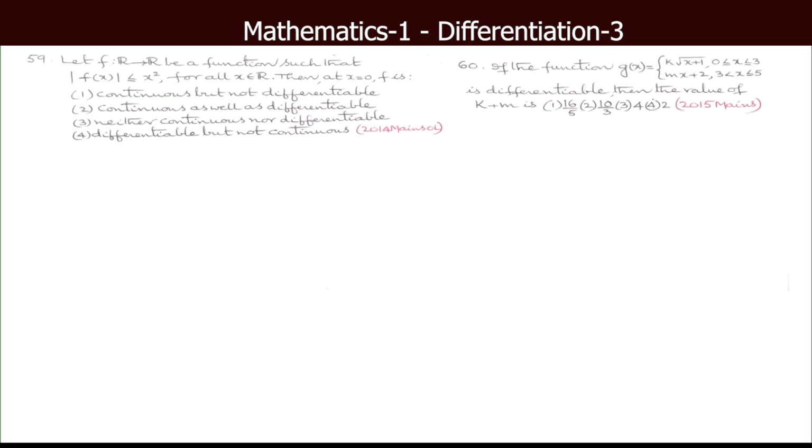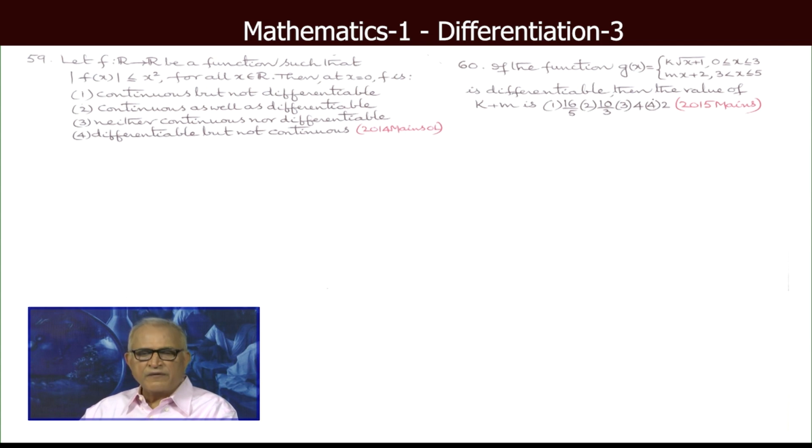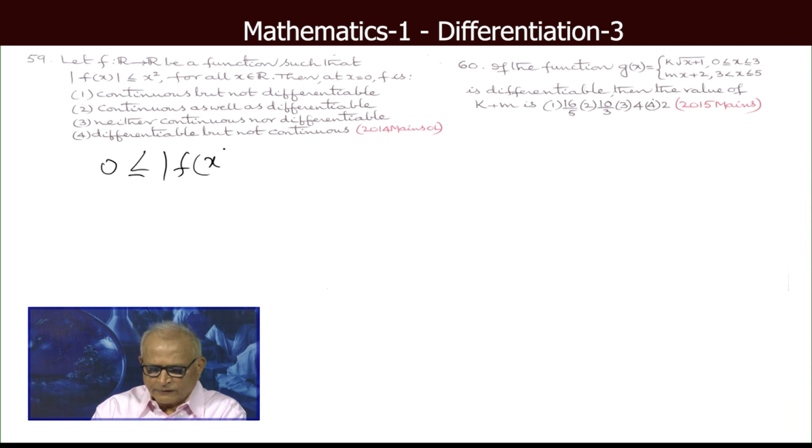59. Let f from R to R be a function such that mod f(x) is less than or equal to x square for all real x. Then at x equal to 0, what can be said about the continuity and differentiability of f? First of all, I think we remember having tried a similar question in the previous episode. Now, 0 is less than or equal to mod f(x), which is less than or equal to x square, or mod x whole square, for all x.